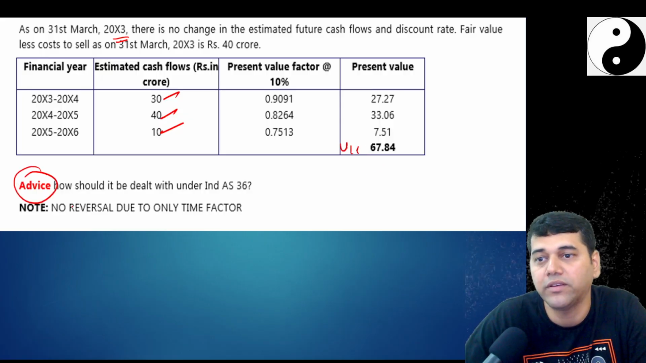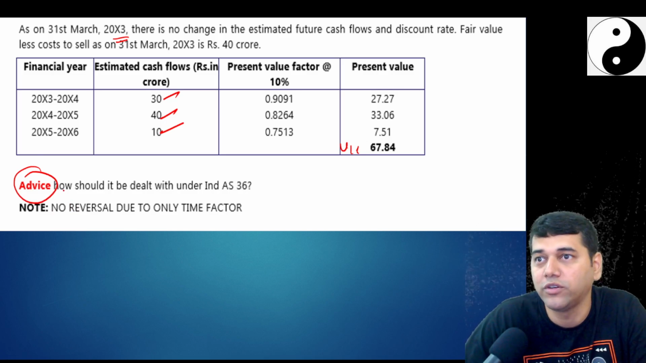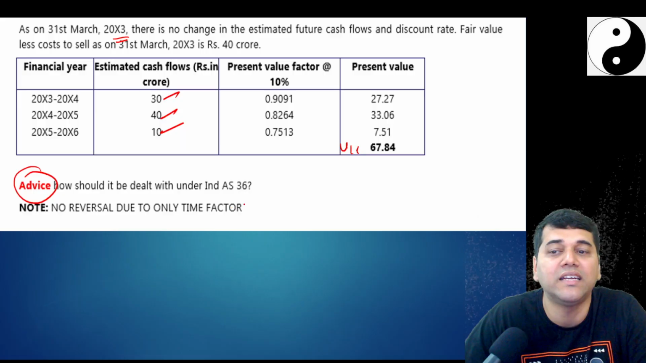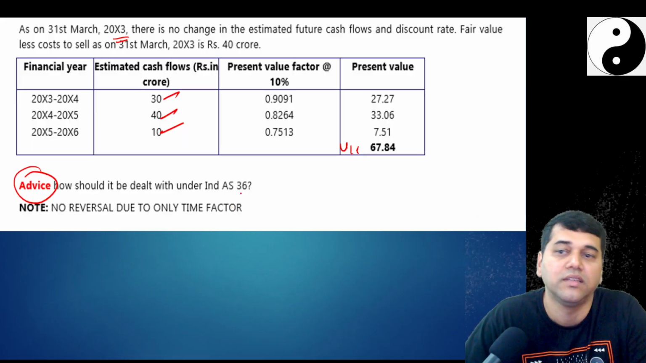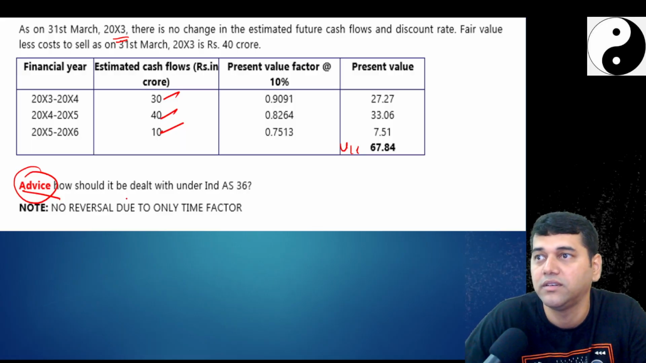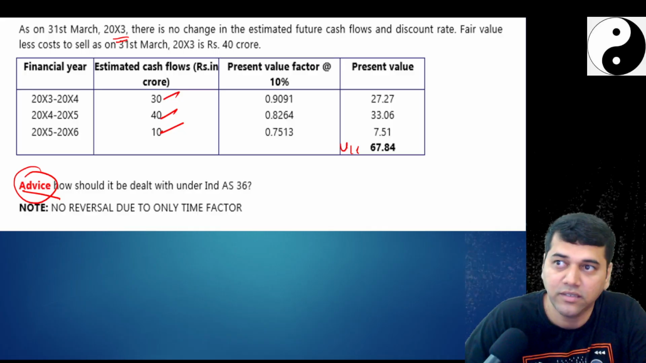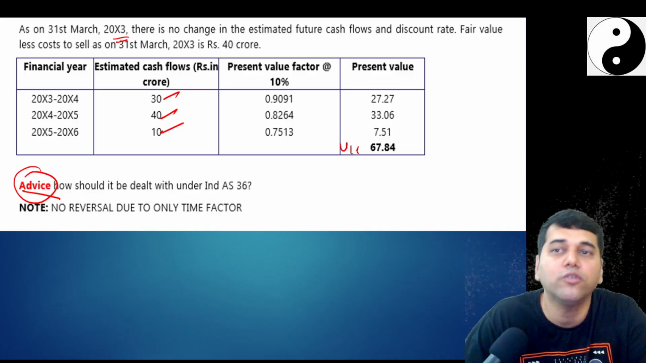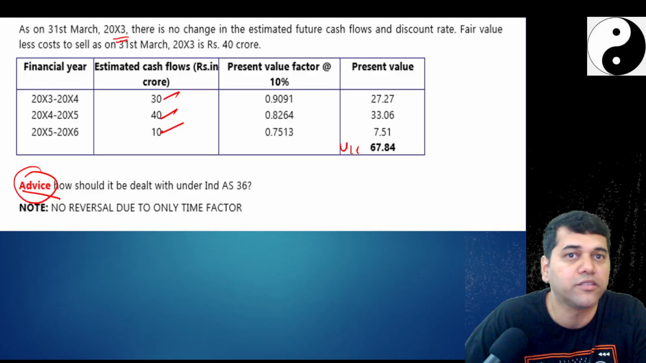Previously the question in the old syllabus was, how should it be dealt under Ind AS 36? But this says, please advise how it should be dealt in Ind AS 36. Do you expect a theory? Yes, this is a theory question. Is there any reversal of impairment?